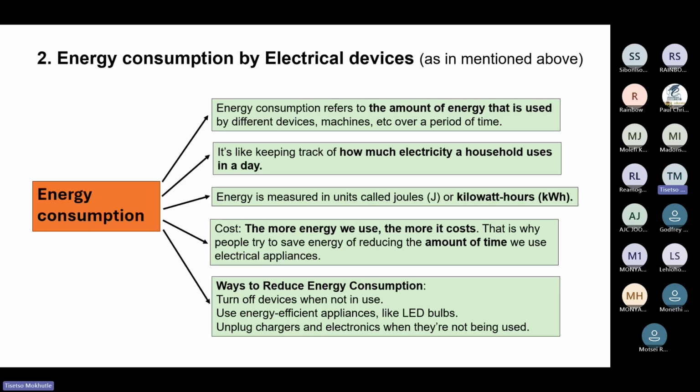Learners, up to this stage, I've just mentioned those two concepts. Remember the first concept, which is power. Where do we find it? We find it on the electrical device itself. It is labeled. What about energy consumption? Energy consumption is not labeled on a device. It has to be calculated. Okay, let us move on.